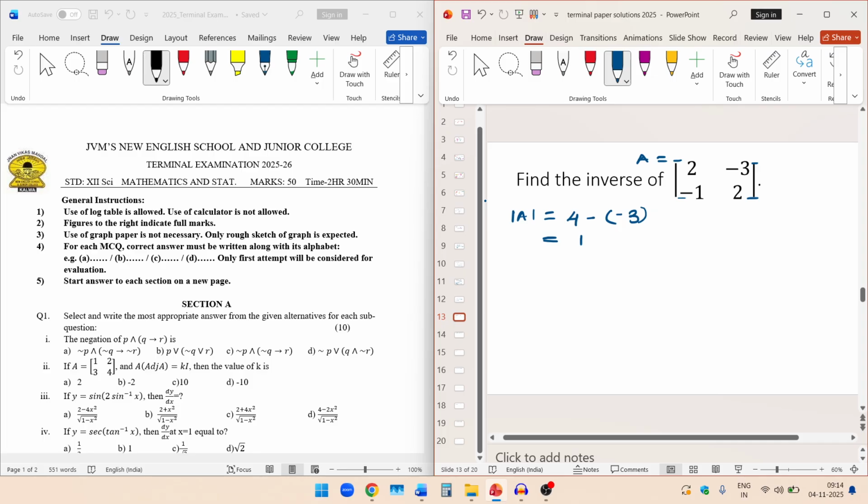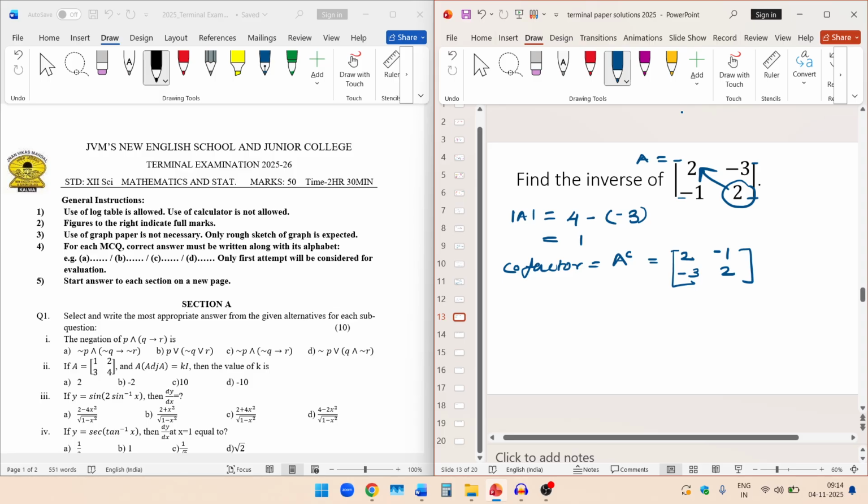Next, find the cofactor matrix. Let us say it is AC. So the cofactor matrix will be: what is the minor of this element? It is 2. What is the minor of minus 3? It is minus 1. What is the minor of minus 1? It is minus 3. And finally, what is the minor of this last element, 2? It will be this one, which is 2.